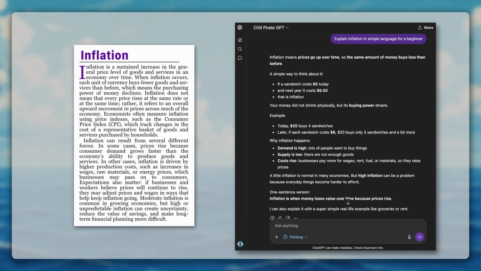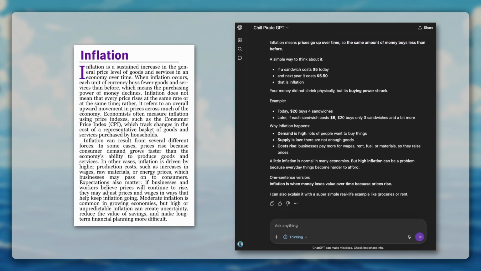This prompt alone is already better than just typing, "What is inflation?" because you're telling the AI how to teach, not just what topic you want. Now, ideally, the answer gives you something like this. Inflation means prices go up over time, so the same amount of money buys less than before. And that's a much better starting point. But even here, don't just passively read and move on. Slow down and notice what became clearer.